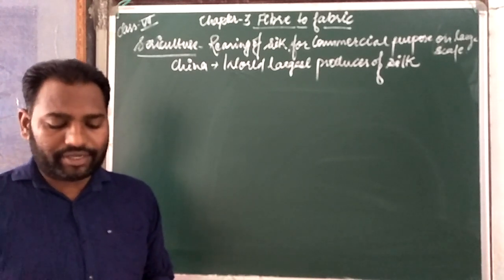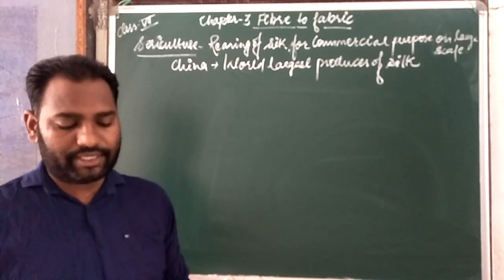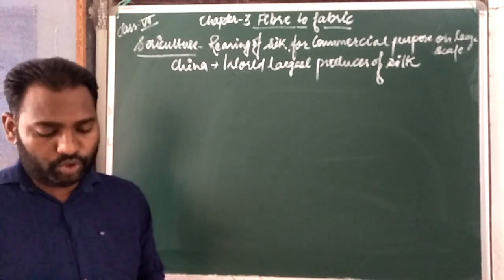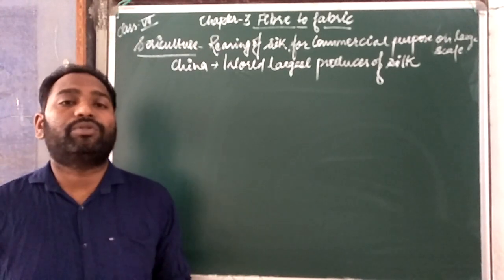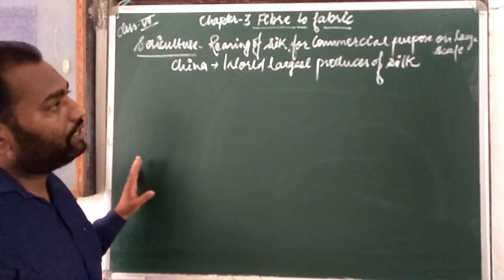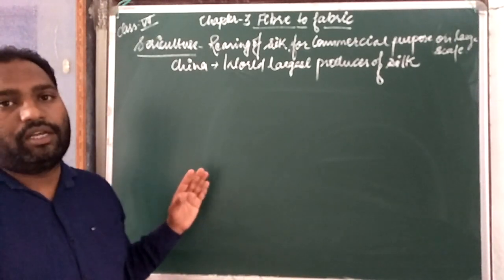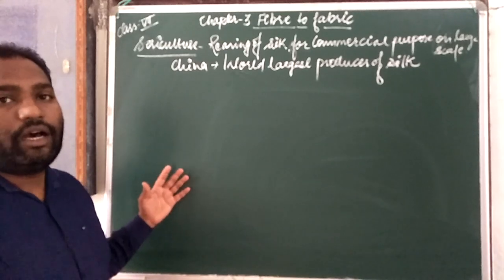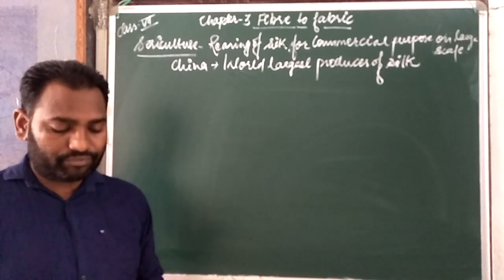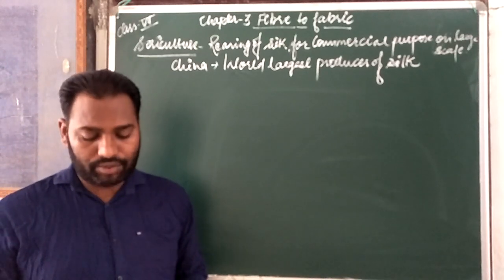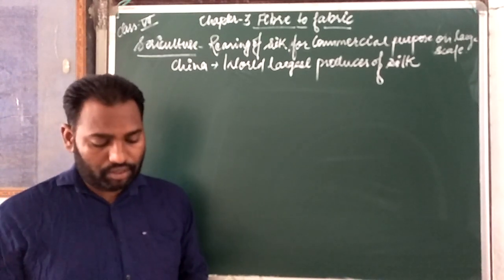Followed by India. In our country, silk farming is carried out in the states of Assam, Bihar, MP, Odisha, Karnataka, and Tamil Nadu. These are the states where silk trading and silk industries operate for commercial purposes. Now, silk was discovered in China around the 27th century BC.